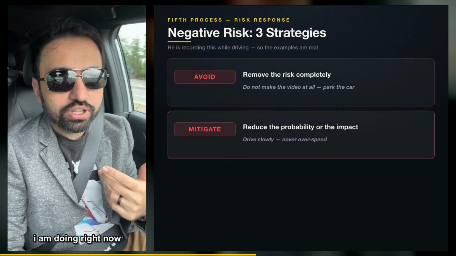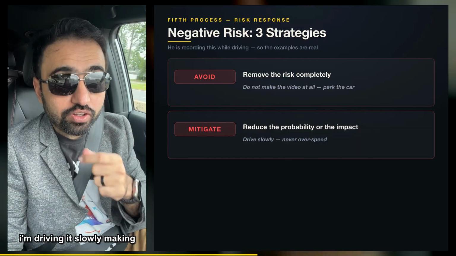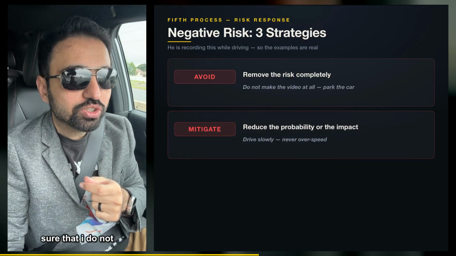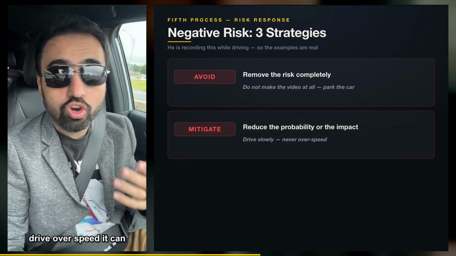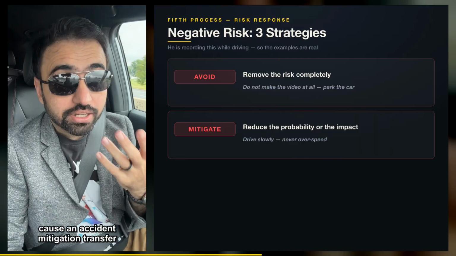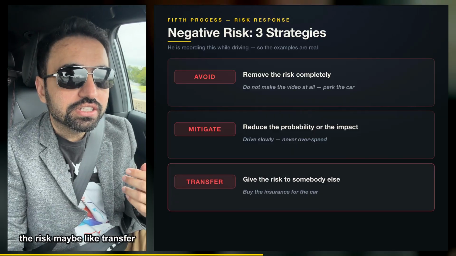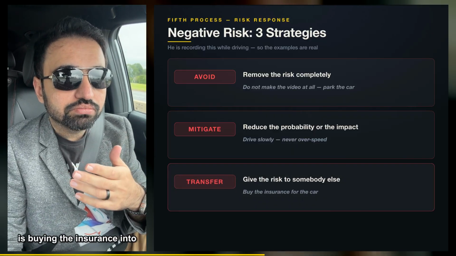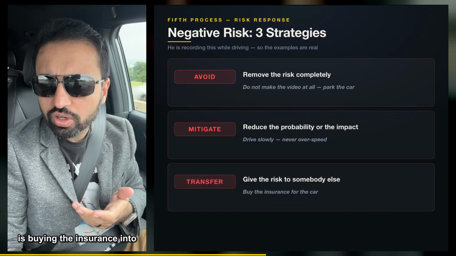Mitigating, what I am doing right now. When I'm making the video, I'm driving slowly, making sure that I do not drive over speed. It can cause an accident. That is mitigation. Then transfer the risk. Transfer is, maybe, buying insurance.